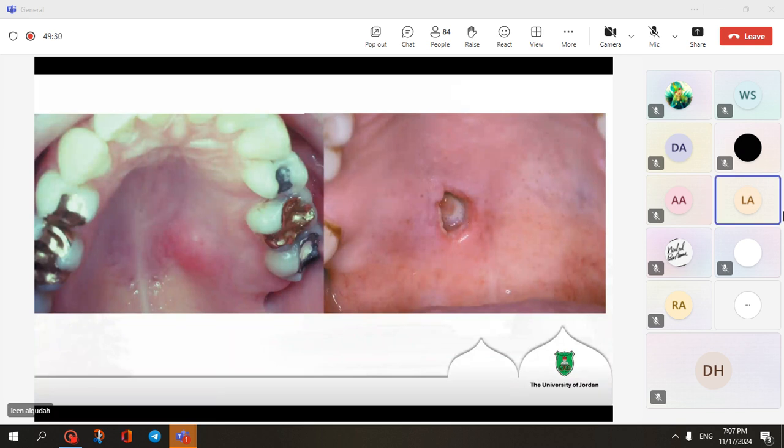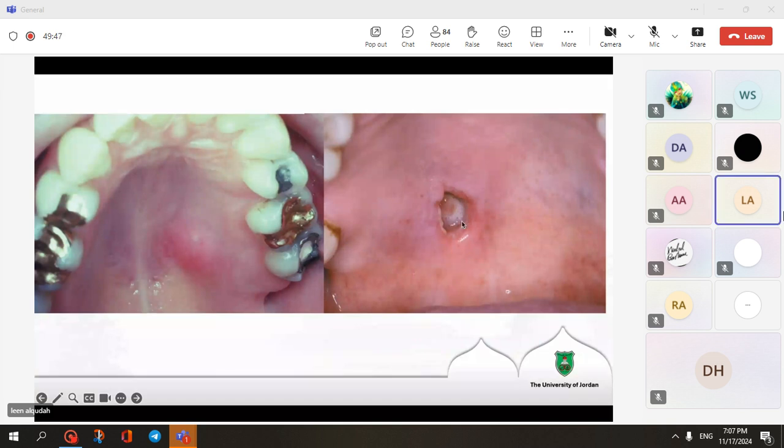And what you need to know about necrotizing sialometaplasia is that in the beginning, it starts as a nodular mass, a red nodular mass in the hard palate, and then it will become necrotic and it will have this ulceration.